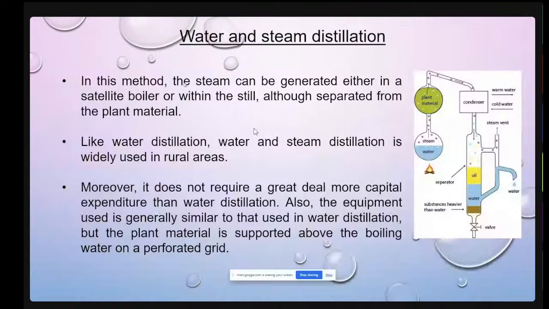So we go to the water and steam distillation. This one is like water distillation. Water and steam distillation is widely used in rural areas. Moreover, it does not require a great deal more capital than water distillation. Also, the equipment used is generally similar to that used in water distillation, but the plant material is supported above the boiling water on a perforated grid.